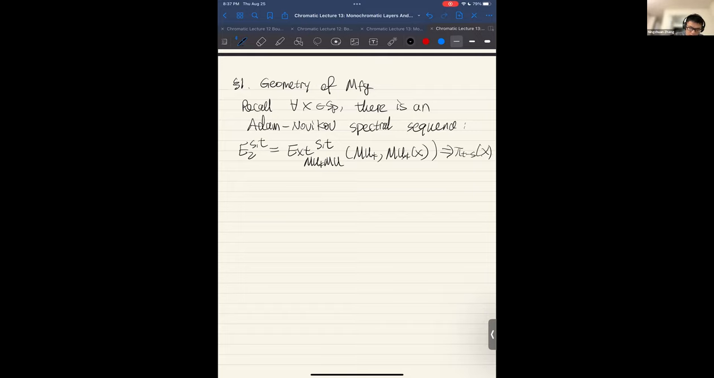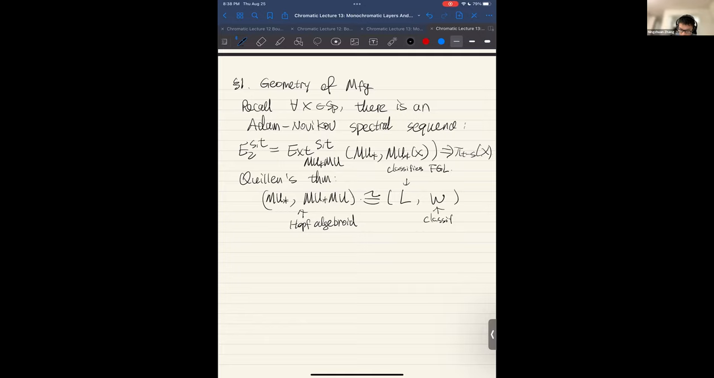And let's see what Quillen's theorem says. Quillen's theorem, one version, a more elaborate version, says if you consider the pair (MU_*, MU_*MU) as a Hopf algebroid, this is isomorphic to the Lazard ring L, which is a ring that classifies formal group laws, and W, which classifies strict isomorphisms between formal group laws. So Quillen's theorem tells us MU_* and MU_*MU and formal groups are very closely related to each other.